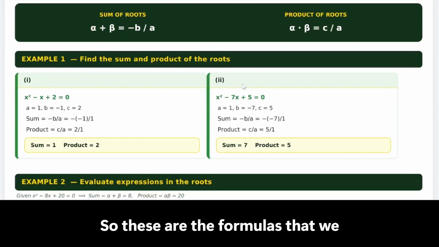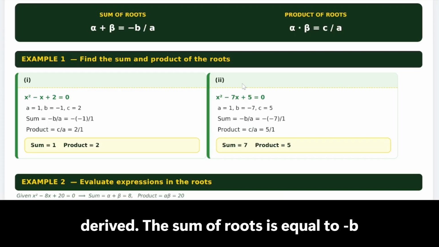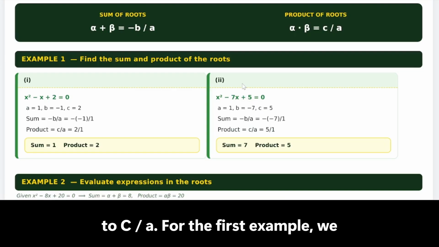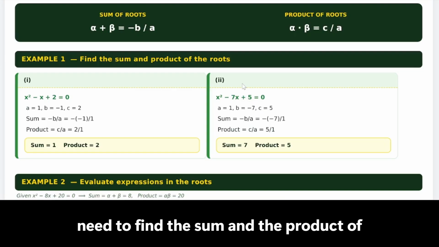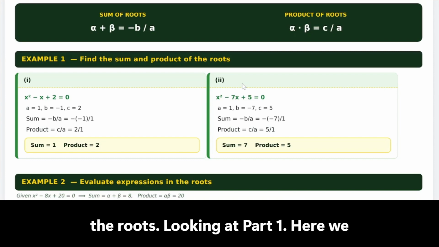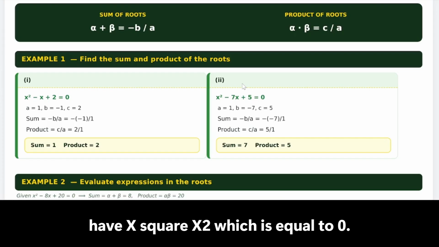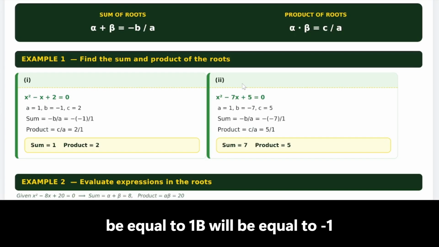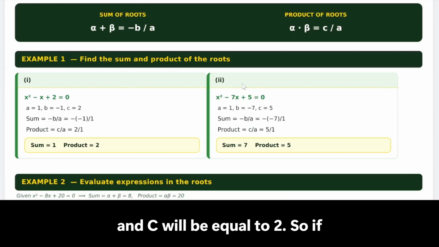So these are the formulas that we derived. The sum of roots is equal to negative b over a and the product of roots is equal to c over a. For the first example, we need to find the sum and the product of the roots. Looking at part 1, here we have x squared minus x plus 2 which is equal to 0. What are the values of a, b and c? A will be equal to 1, b will be equal to negative 1 and c will be equal to 2.